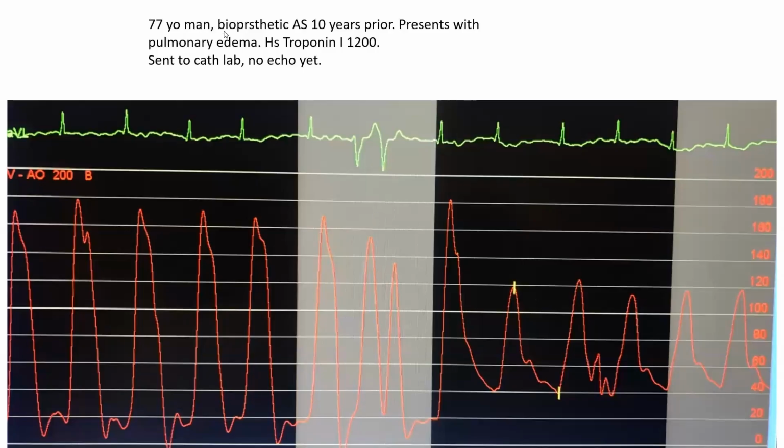This is a 77-year-old man. He had bioprosthetic aortic valve replacement 10 years prior. He presents now with pulmonary edema. He has a troponin I of 1200. He was sent straight to the cath lab and no echo yet. We started with an LV aortic recording, and this is what we got.